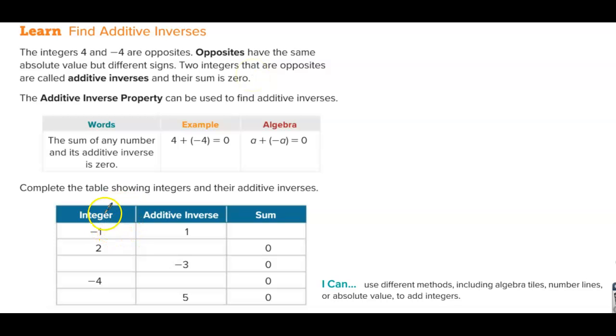They want you to fill in this chart. The first column is your integers, then you have your additive inverses, and then you have your sums. Well, this first little box is pretty easy. If you add a negative 1 to a 1, you get a sum of 0. Now, if I give you the integer 2 and ask you for its additive inverse, you would tell me negative 2. Okay. If I told you the additive inverse was negative 3, you would tell me the integer was 3. They're just opposites, okay? The additive inverse of negative 4 is positive 4. And the integer that leads to the additive inverse of 5 would be negative 5.